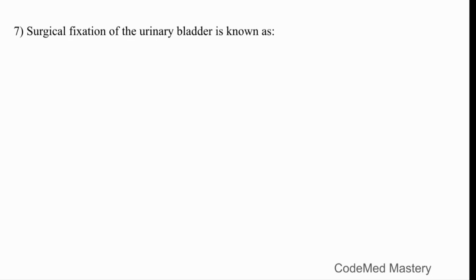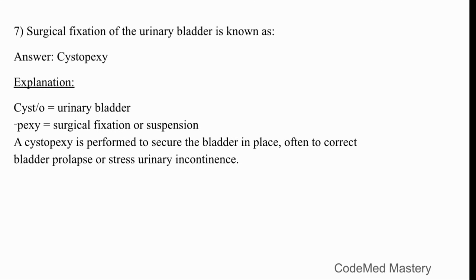7th question. Surgical fixation of the urinary bladder is known as. So they're asking the term for surgical fixation of urinary bladder. The right answer is cystopexy. Cysto refers to urinary bladder and pexy refers to surgical fixation or suspension. A cystopexy is done to secure the bladder in place, often to correct bladder prolapse or stress urinary incontinence.